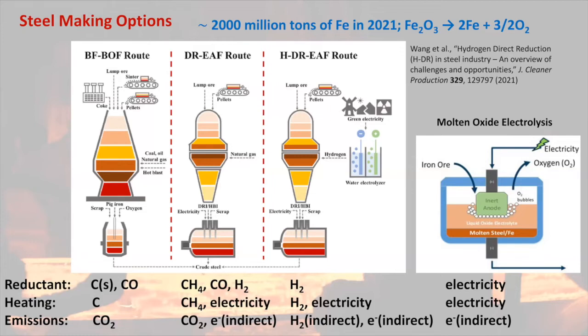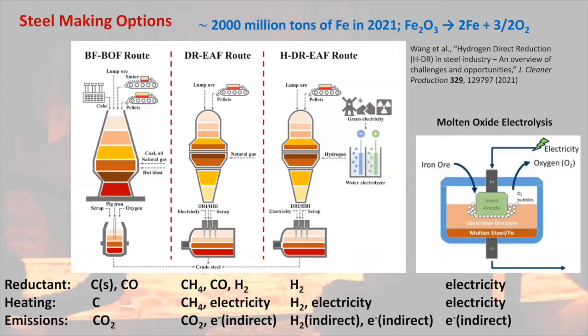And of course, they have emissions. You have direct emissions in the blast furnace approaches. You have CO2 emissions in the direct reduction using methane. And if you use electrons, they have indirect emissions, these scope 2 emissions. And in the case of hydrogen, you have indirect emissions from the electrons, et cetera. So these are either scope 1 or scope 2 emissions that are built into this.